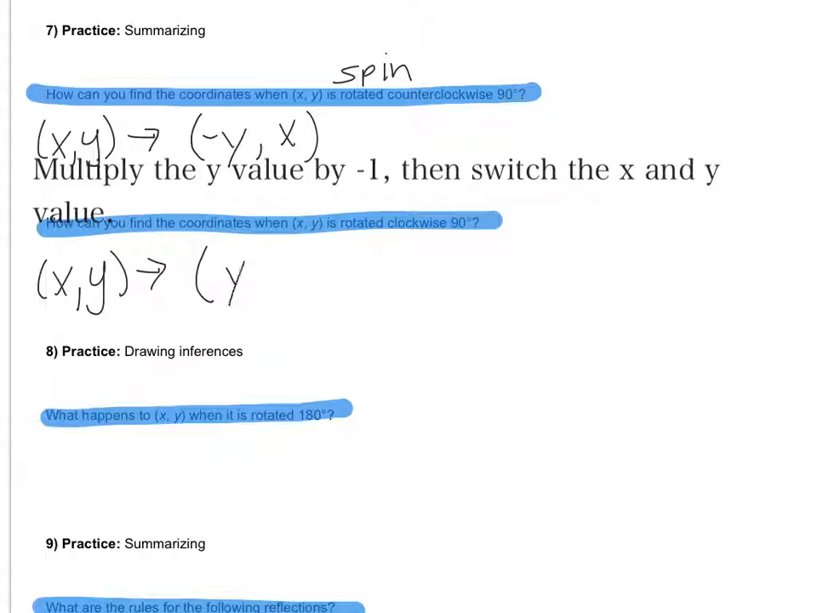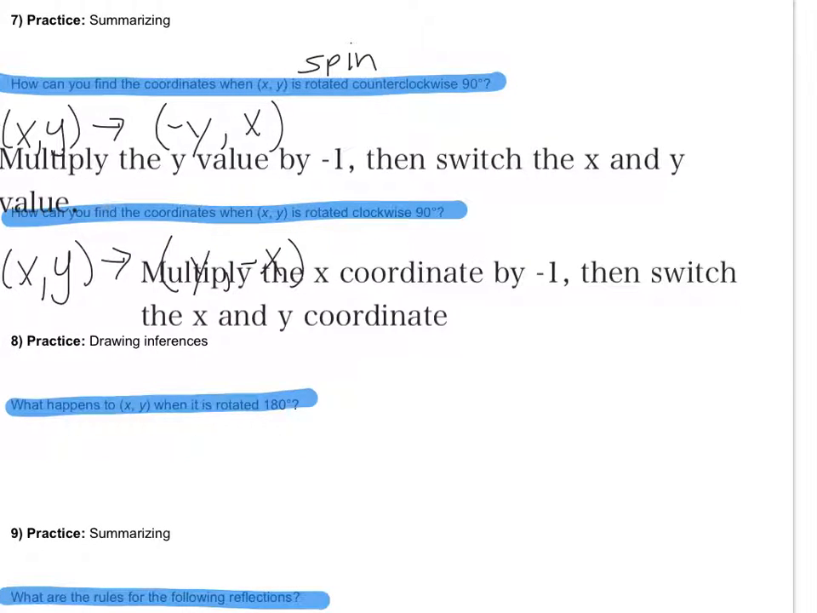So y would be here, but you would multiply the x value by -1. You won't let me move the words around, but that says multiply the x coordinate by -1, then switch the x and y value.